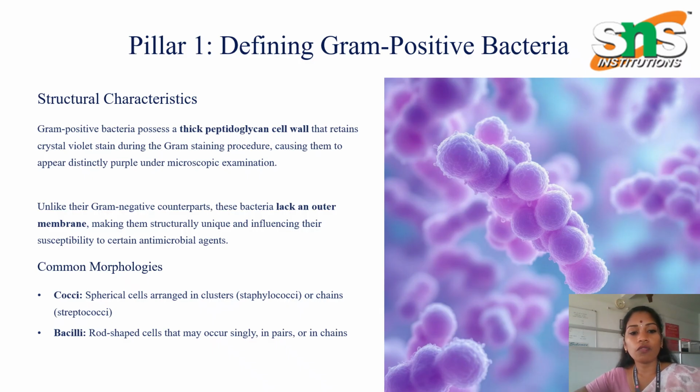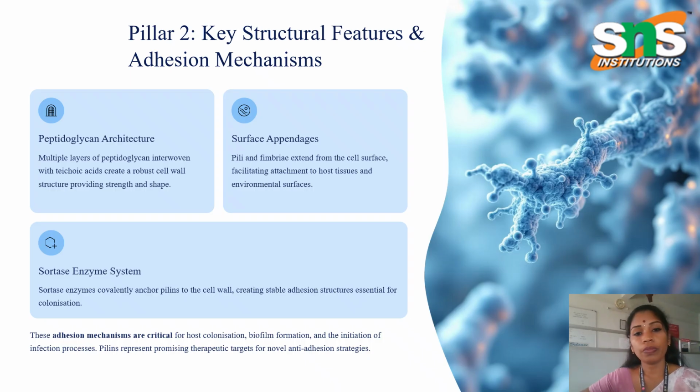So the common morphology of cocci is a spherical cell arranged in a cluster shape or a chain shape. The cluster shape we can imagine as a grape-like structure. The chain-like structure is called streptococci. If it is in the cluster shape, it is called staphylococci. Rod-shaped bacteria may occur singly, as a pair or as a chain, and we can see them from their microscopic nature.